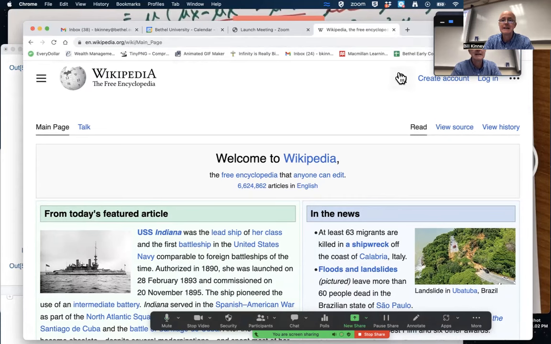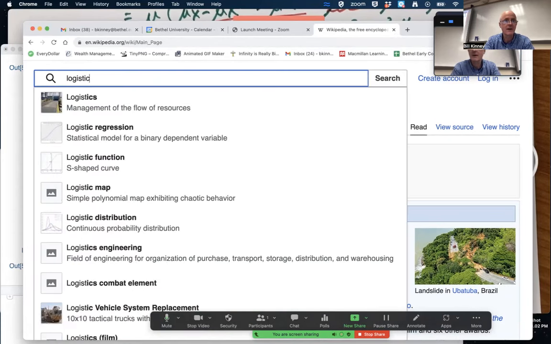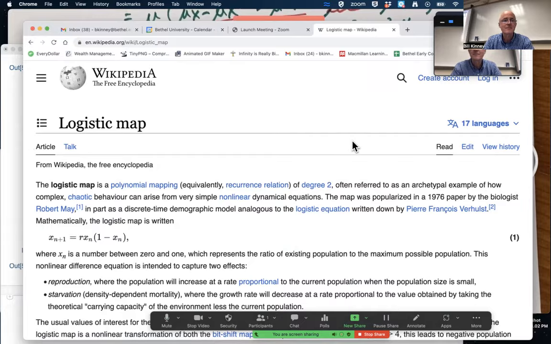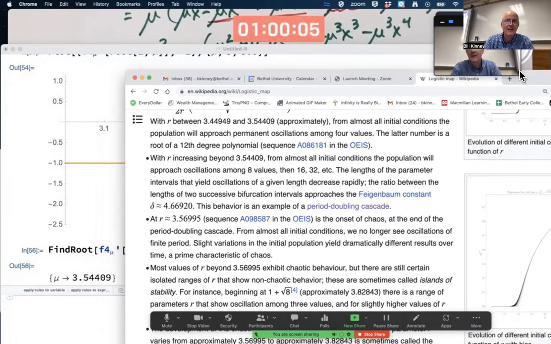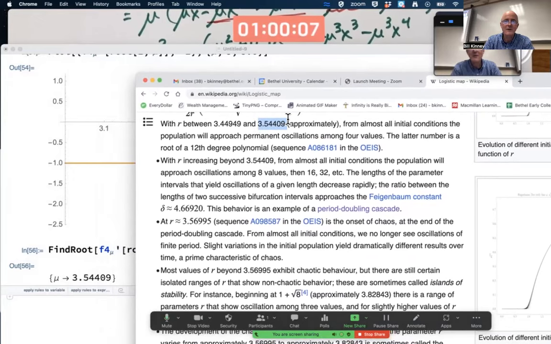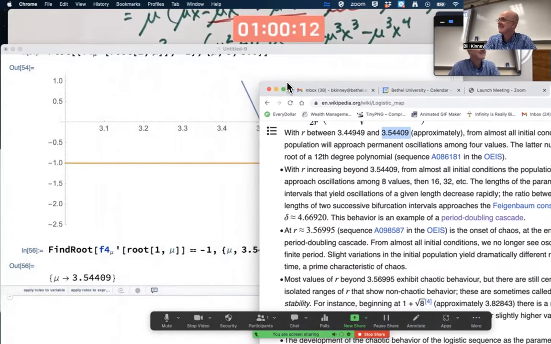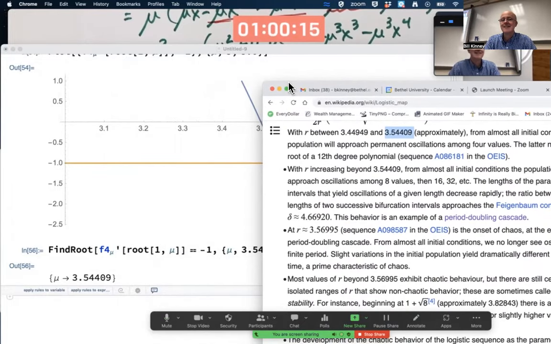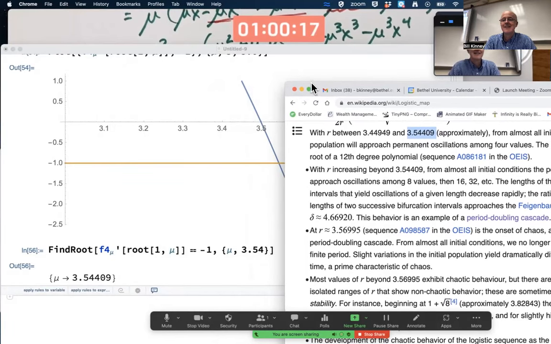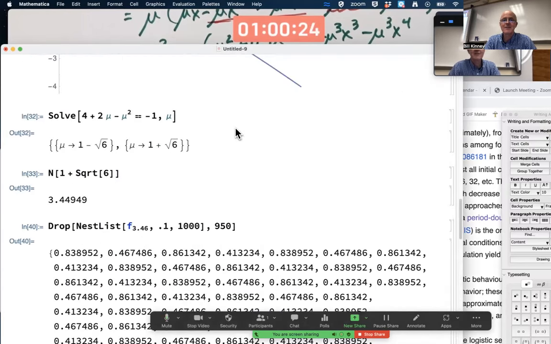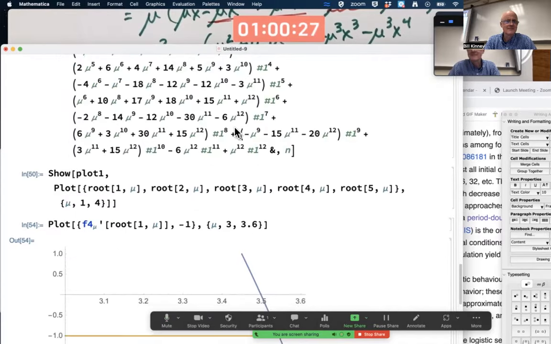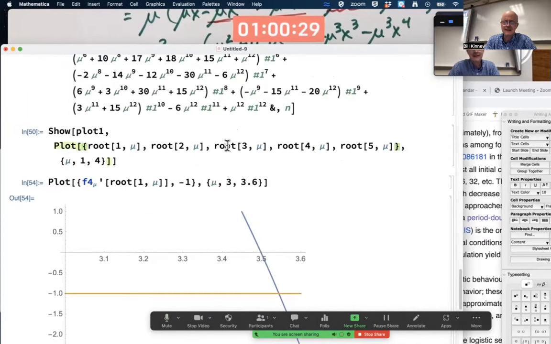Wikipedia. Search for logistic map. Oh, wait, what's that? 3.54409. That's the next bifurcation value. And in the bifurcation diagram, where is it? This thing.